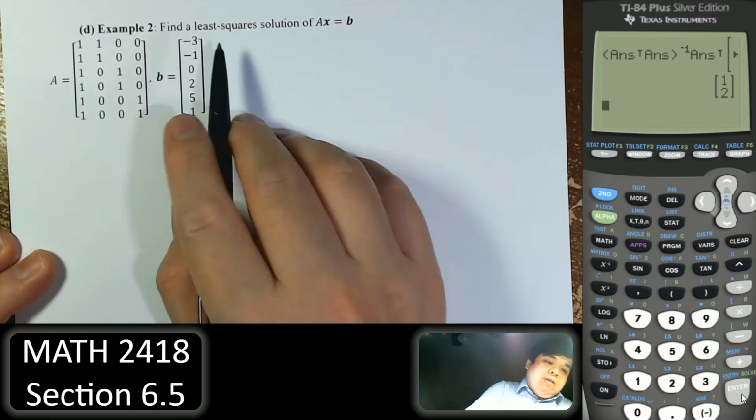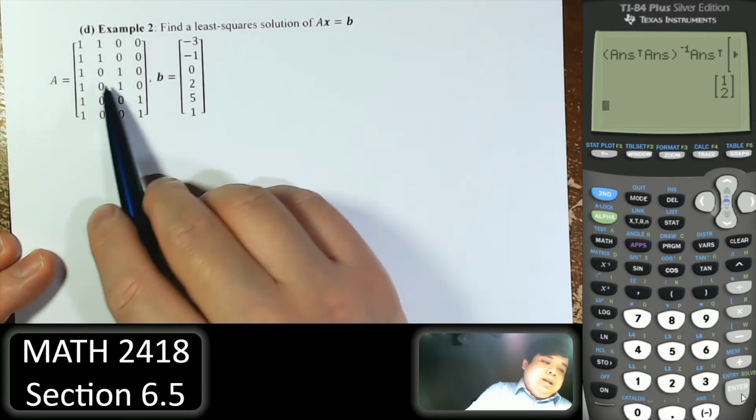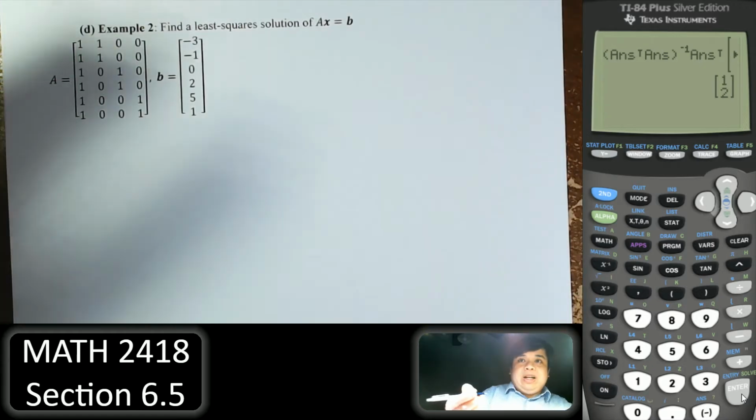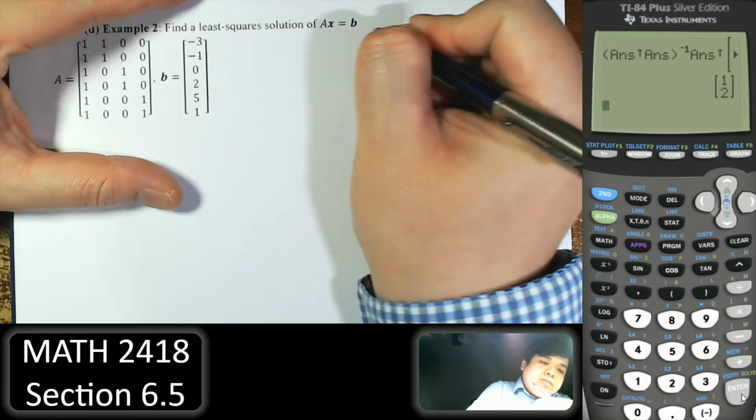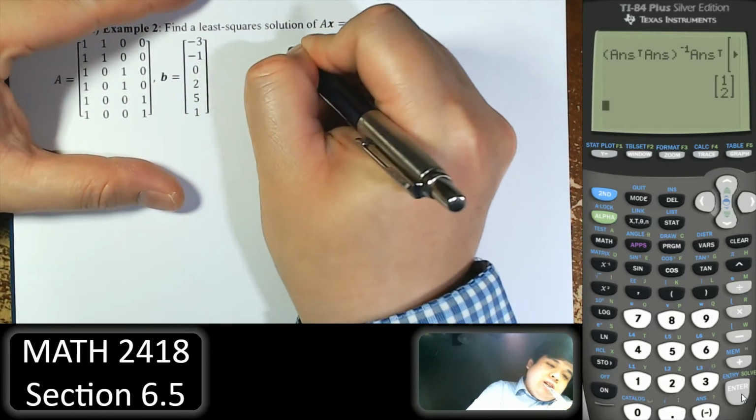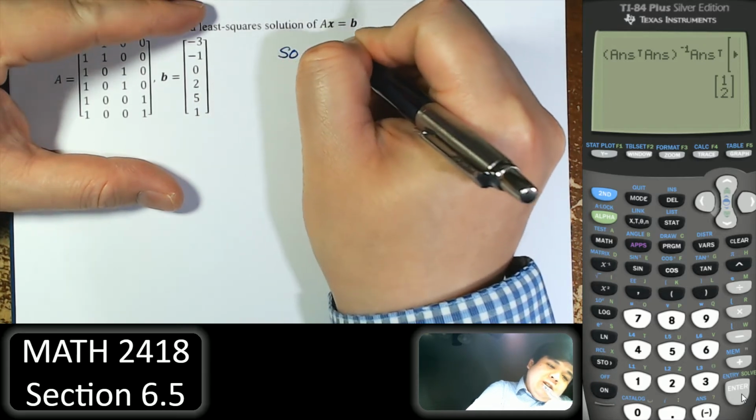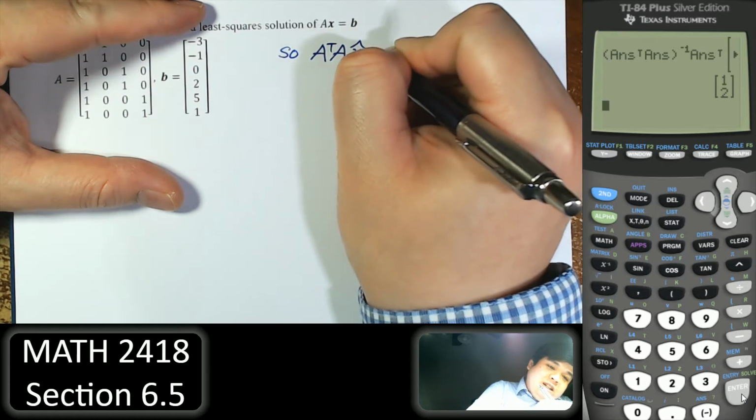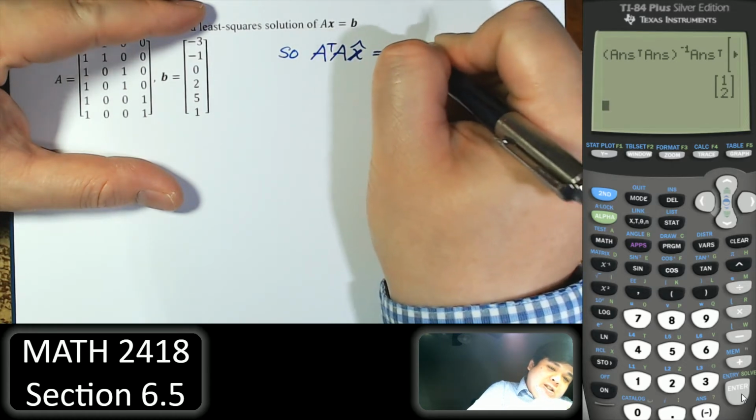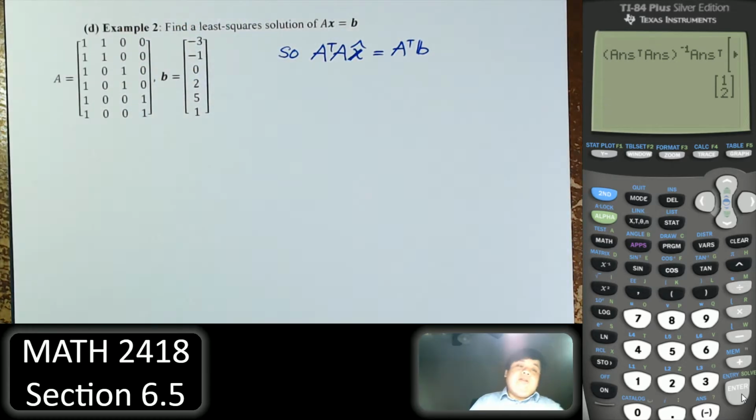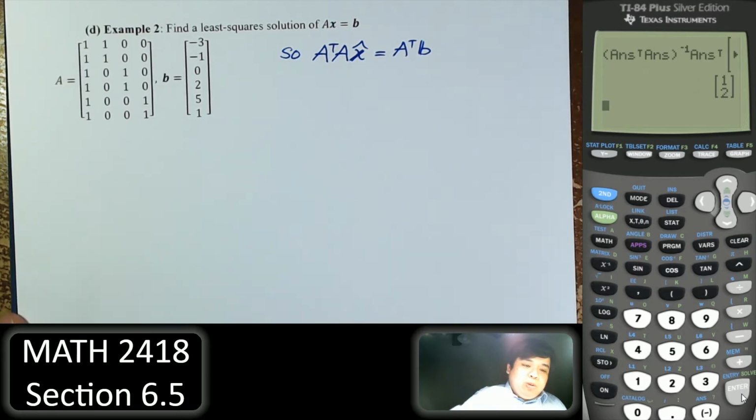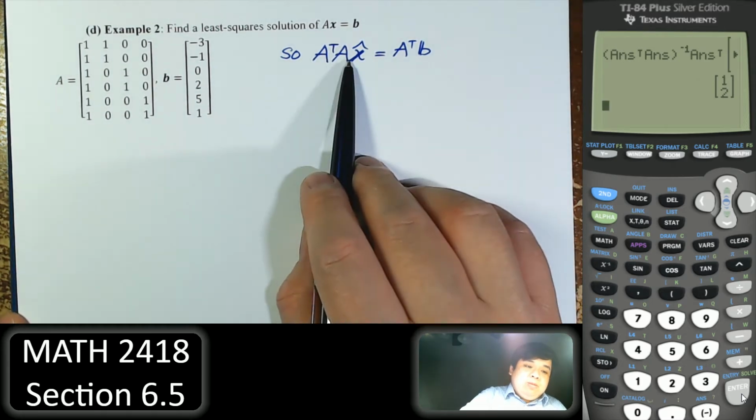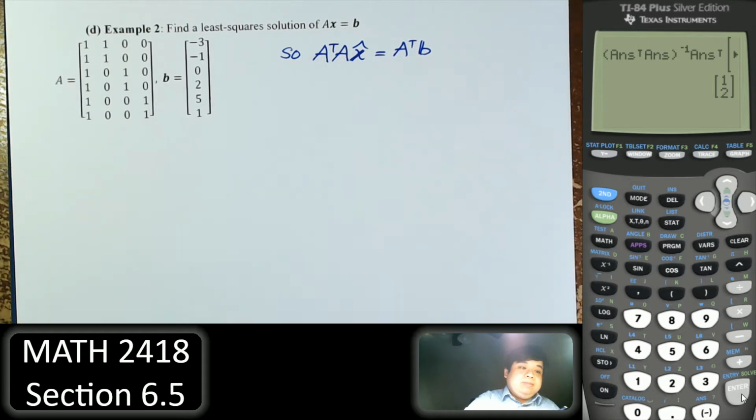Right, now find a least squares solution of Ax equal to B for this A and this B. Once again, the normal equation: multiply the transpose on both sides of that equation. That's simple enough, right? Let's put a hat on it. Now we just do A transpose A, and then A transpose B.